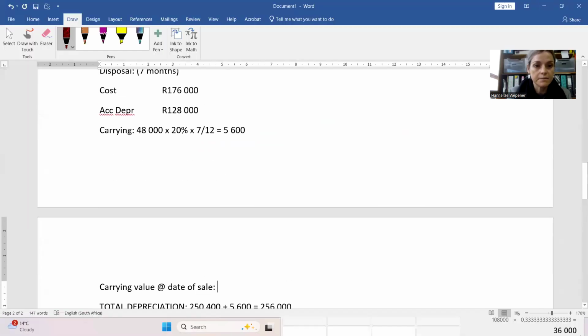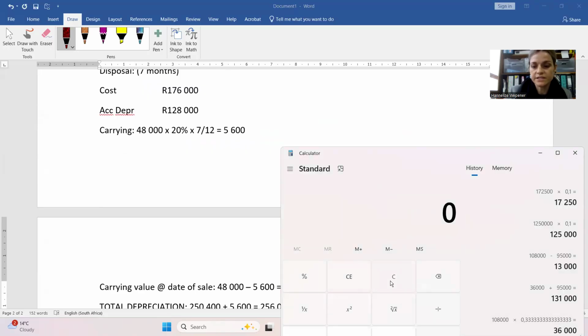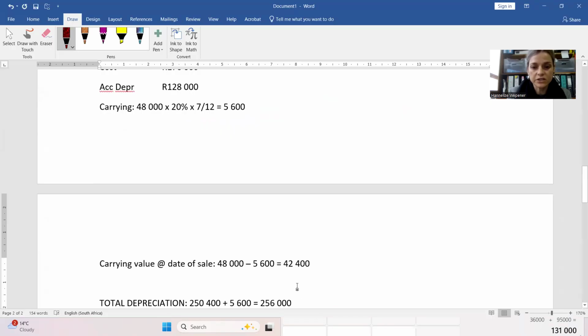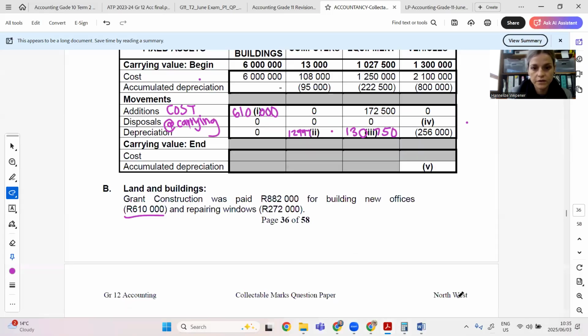And that is my carrying value at the beginning of the year minus the additional depreciation written off for the usage of 7 months in the current financial year. And that is 42,400. So this is the amount that you now have to remove in your note over here. So over here, you are going to remove your 42,400. Just keep in mind that whenever it is something that we are removing or that's going to decrease the carrying value, it has to be in brackets.